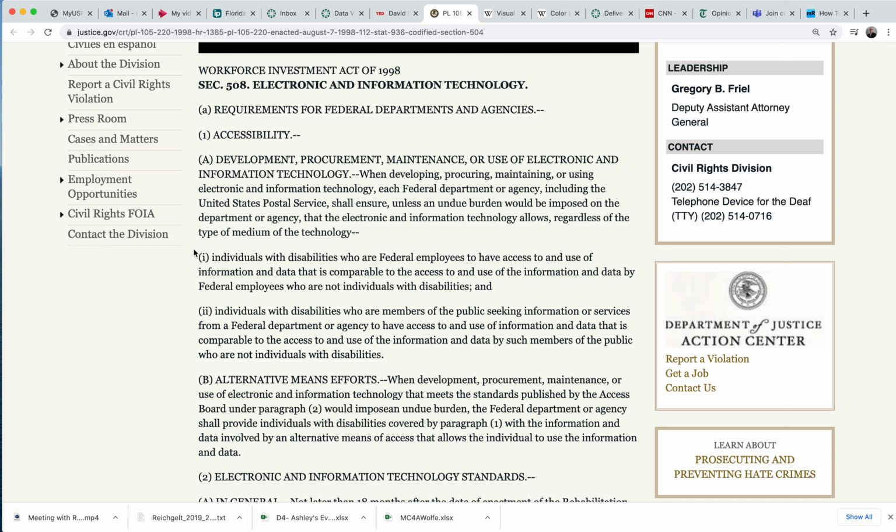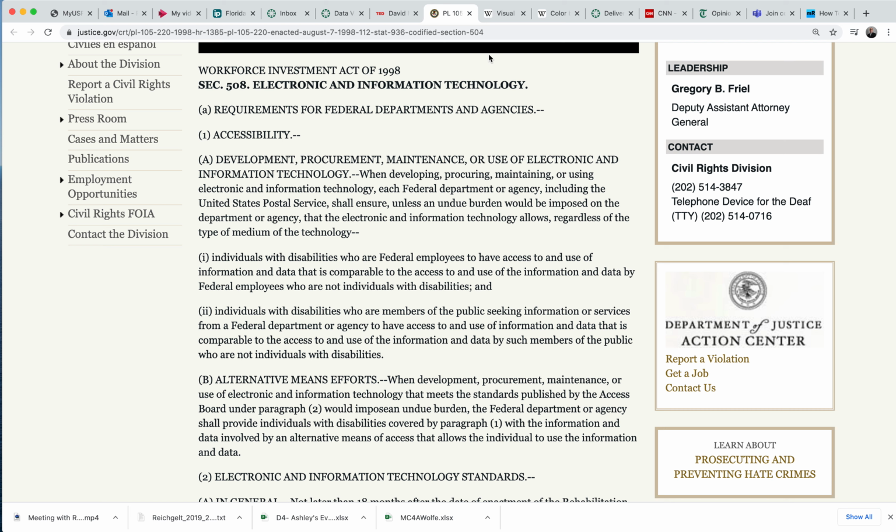So I've brought up Section 508 from the Americans with Disabilities Act, and I particularly want you to look at these two clauses. It says that individuals with disabilities who are federal employees must have access and use of information and data that is comparable to the access to and use of information and data by federal employees who are not individuals with disabilities. And this also applies to people who are not federal employees. In other words, we are forced by federal law to start thinking about how we make our data visualizations accessible in a comparable way to people with and without visual disabilities.